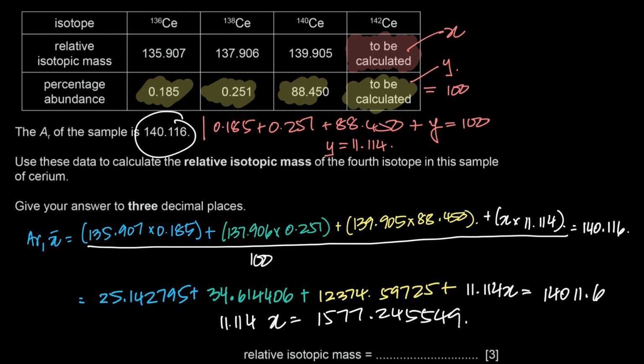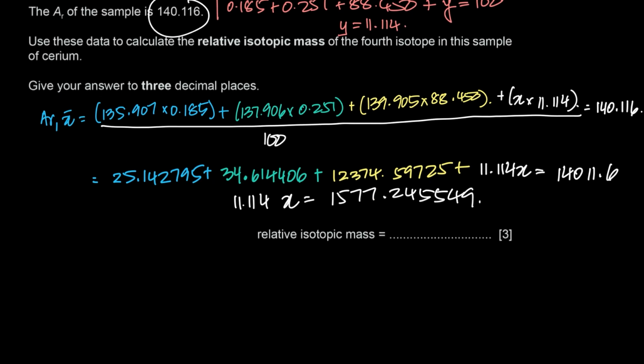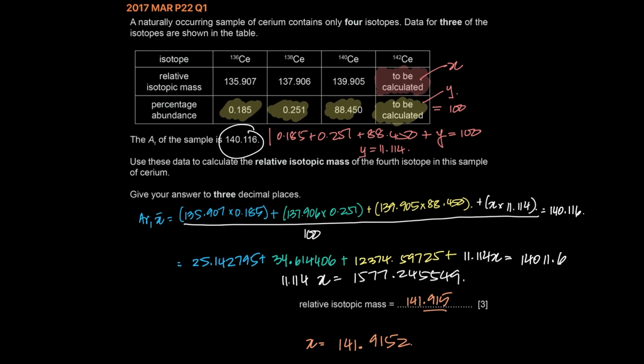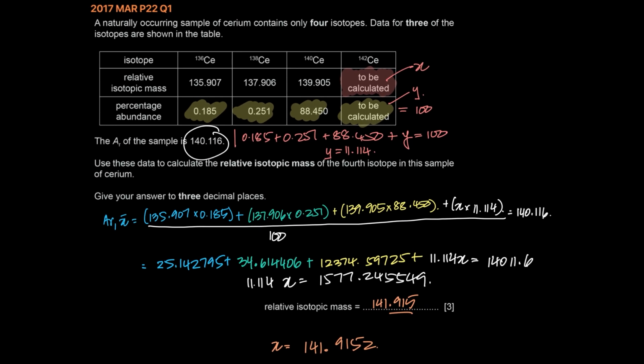So with that 11.114, I get x as, let me just scroll down so I can get the value for x, 141.9152. Now they wanted three decimal places, so it becomes 141.915. That's the isotopic mass. It isn't difficult, it's just painfully long. All right, so that's the whole question. The data, solving it, adding all the abundances to 100, and then the other unknown, just solve it for the expression, and you'll get the value for x.